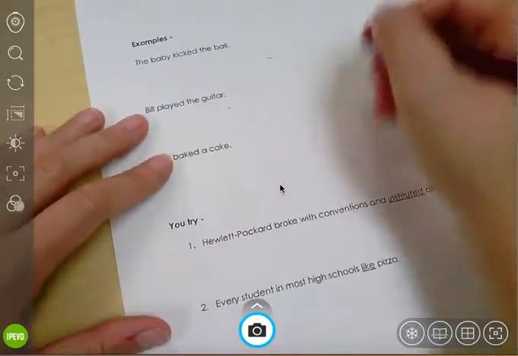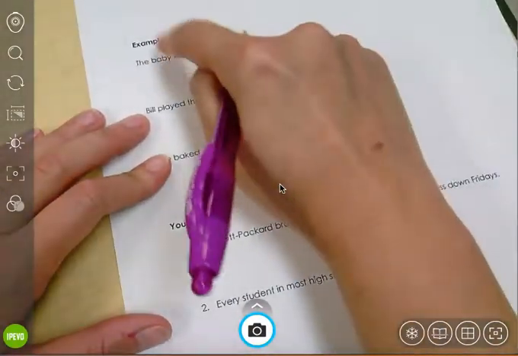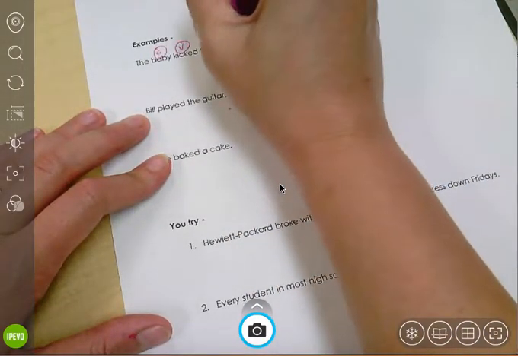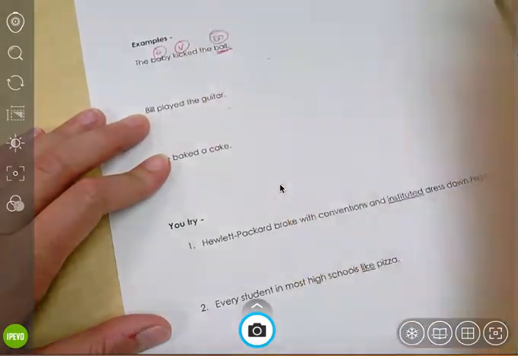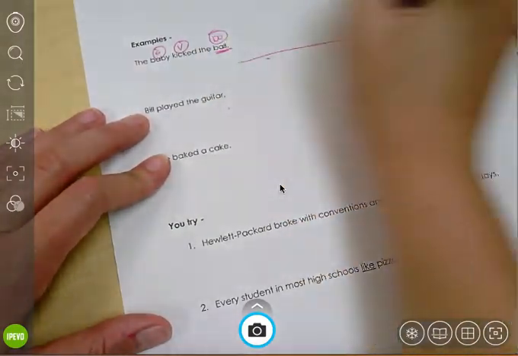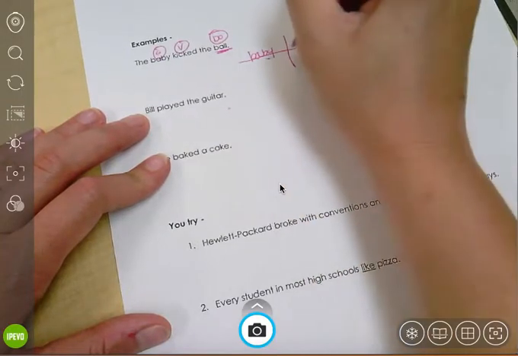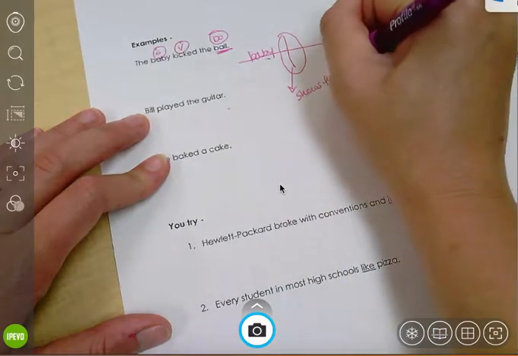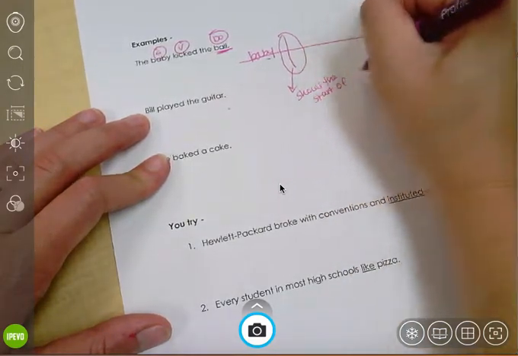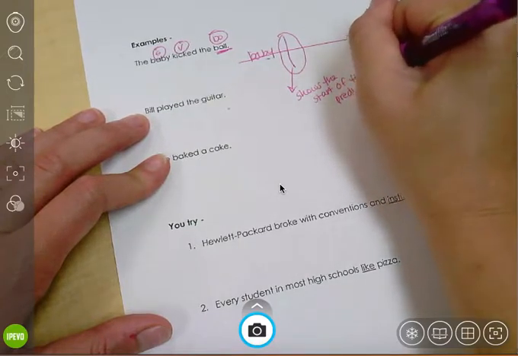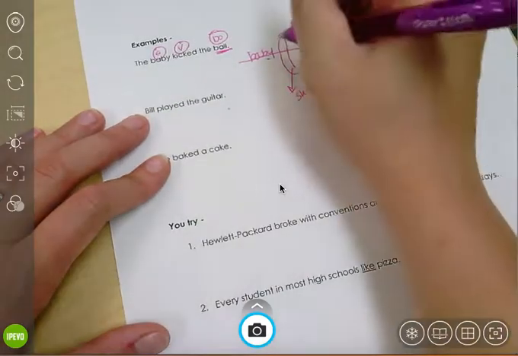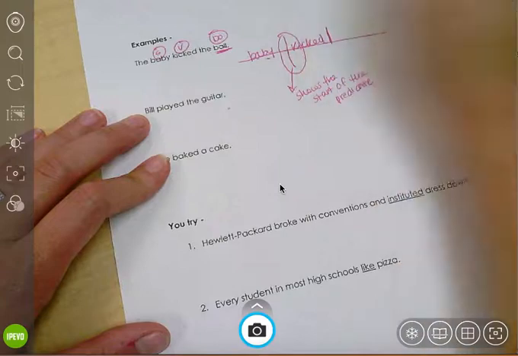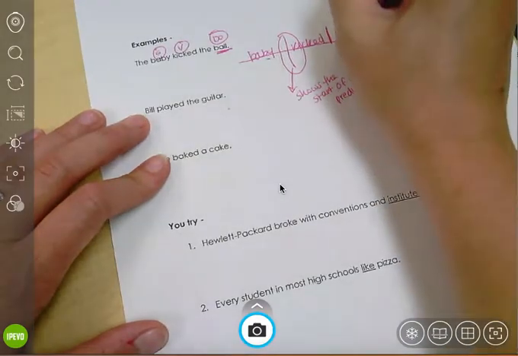The baby kicked the ball. So I know my verb is kicked. Who is kicking the ball? That's going to be the baby, so that's my subject. And then my direct object, I only have one noun left, is going to be ball. So when I diagram this, we're going to see baby. And then this line right here always shows the start of the predicate. So that I know the verb is going to come next. So kicked. And then this is a straight line, not slanted. We'll talk about slanted lines next week. You're going to put ball.